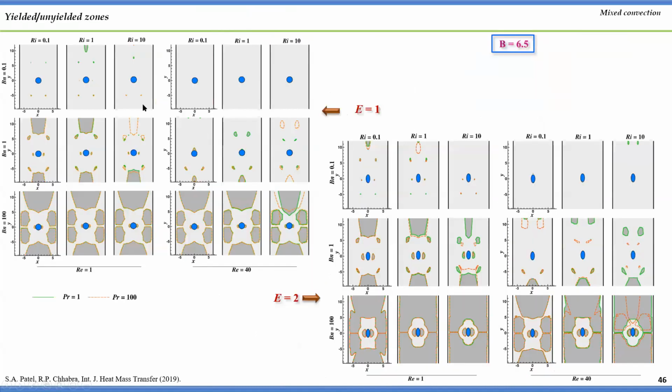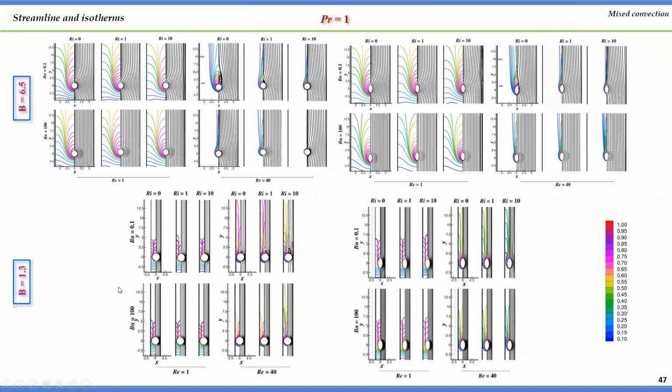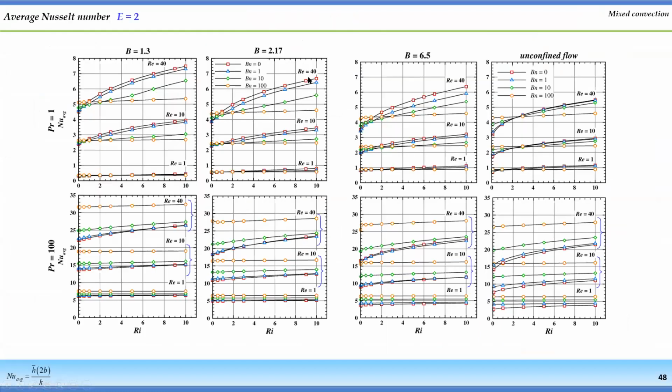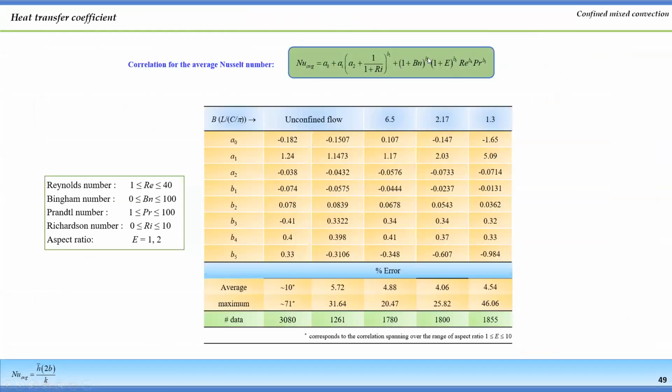These are the effects of shapes, and you can see that the shape has a reasonable effect at high Bingham number. And these are the isotherms and streamlines. These are the average Nusselt numbers we have plotted just to show how they change over the range of parameters. But the ultimate goal is to correlate them, so this is the correlation we have derived for a broad range of parameters, and it is applicable in many applications.